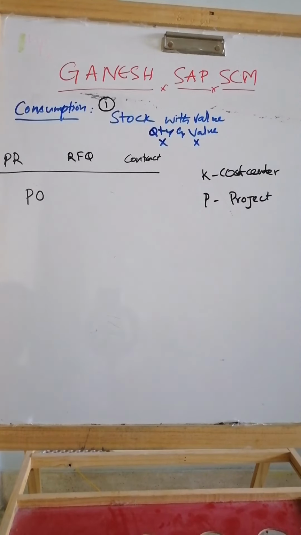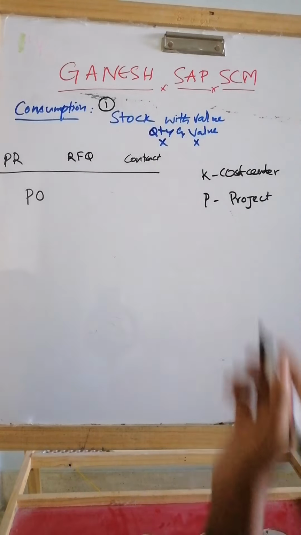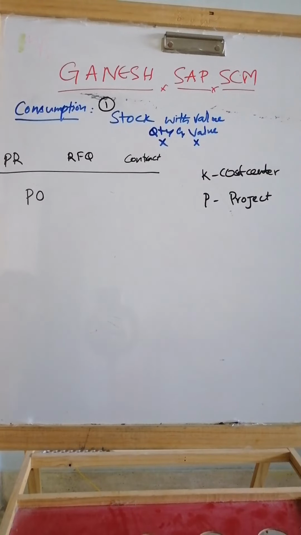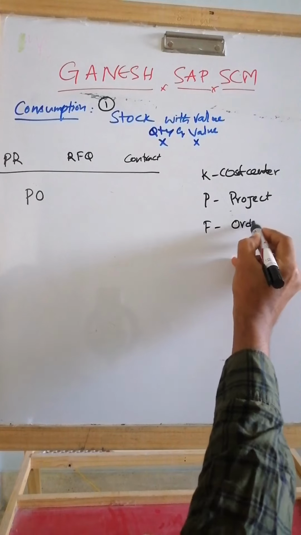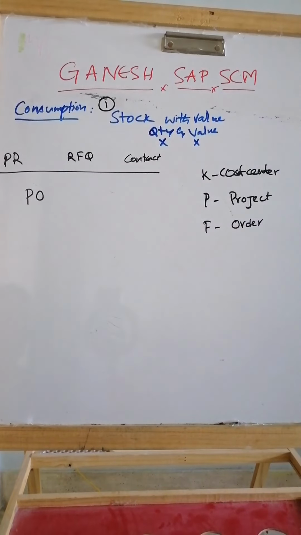K and P are mostly used for consumption based procurement, cost center or project. Certain times you can also use it for the internal order. F means order. Internal order is again one kind of cost object where the expenses of the respective procurement can be loaded. So these are the three popular ones when you are dealing with consumption based procurement.